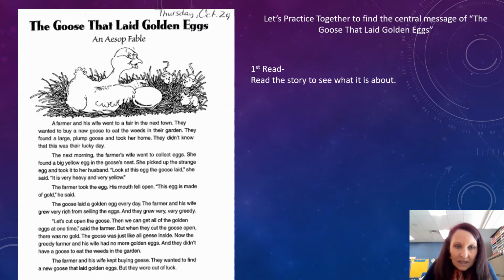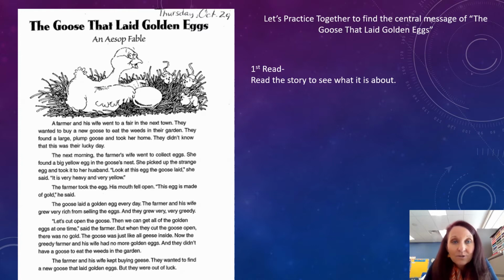But when they cut the goose open, there was no gold. The goose was just like all geese inside. Now the greedy farmer and his wife had no more golden eggs, and they didn't have a goose to eat the weeds in the garden. The farmer and his wife kept buying geese. They wanted to find a new goose that laid golden eggs, but they were out of luck.